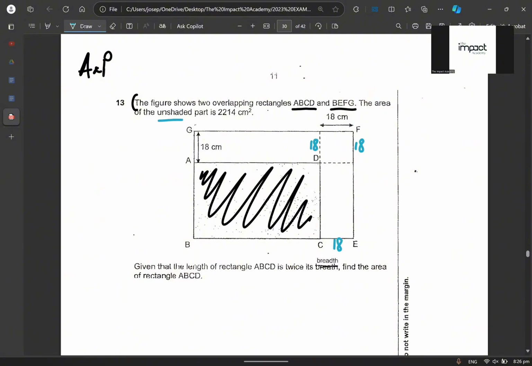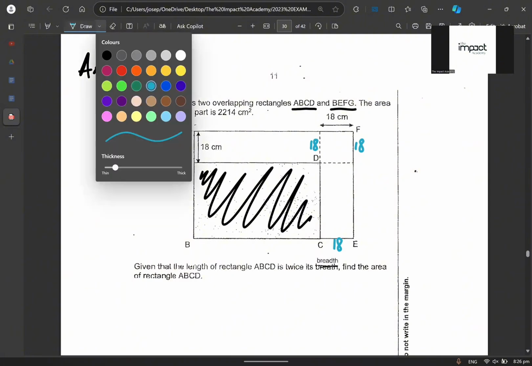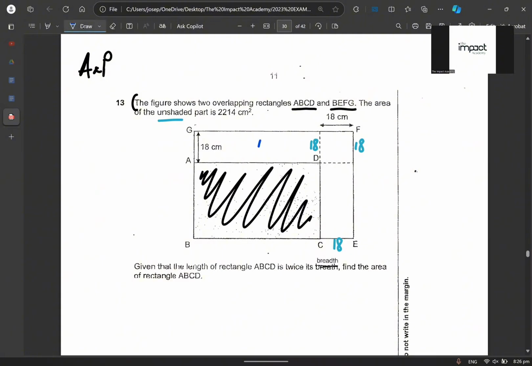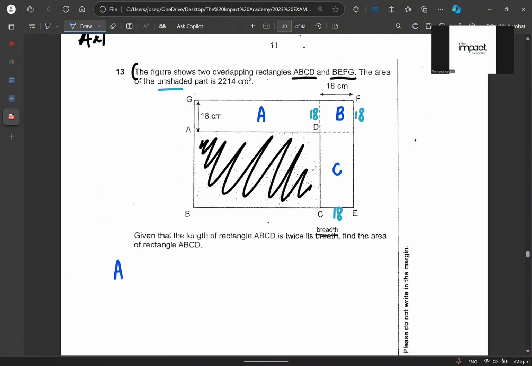Now, the area of the unshaded part is 2214. Well, let's take a look at the unshaded part. Teacher Joseph tells my students, when you're doing questions like that, you need to give it a name. Label them first. The moment it is overlapping, you need to label it A, B, C. Agree or disagree? So do you all realize that A plus B plus C is actually equal to 2214, right? Because they say the unshaded part is A, B, and C.